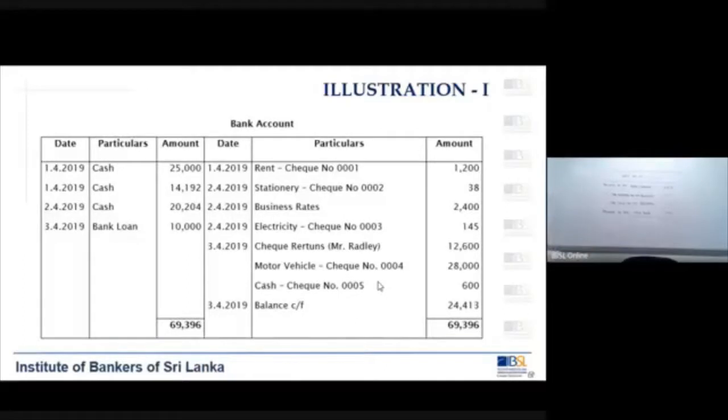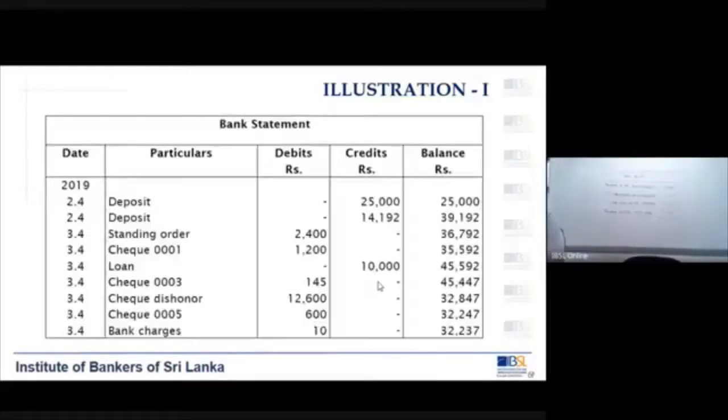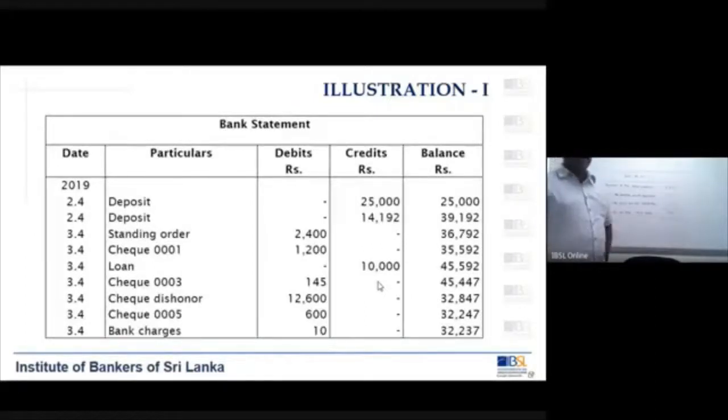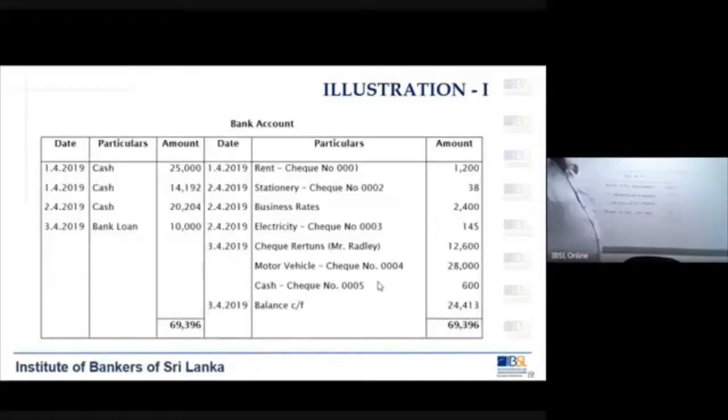Whereas in your bank account, you have a balance of 24,413. And that is a debit balance. So your debit and credit concept is correct. Okay. Now, what is the first step? First step is, I want you all to do, that is, take the debit side of the cash book and mark it against the credit column of the bank statement. Quickly.